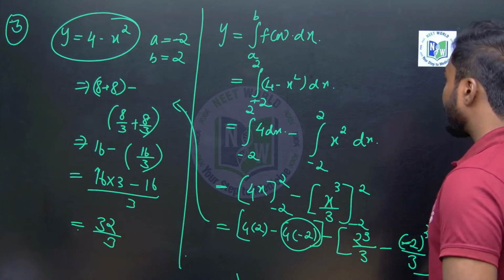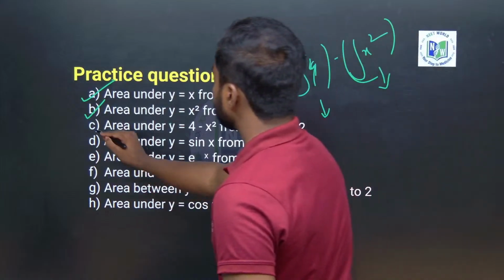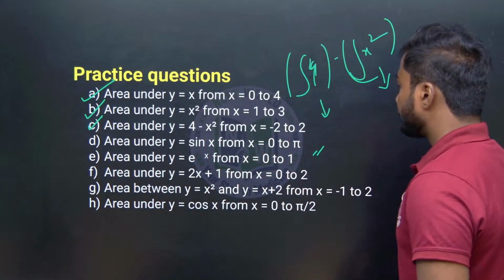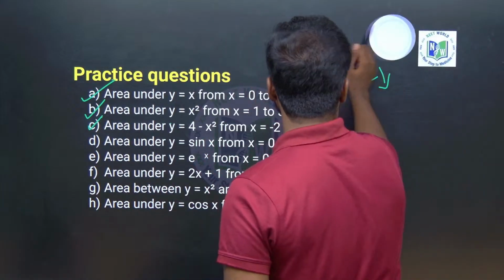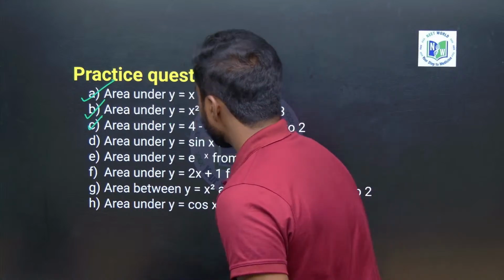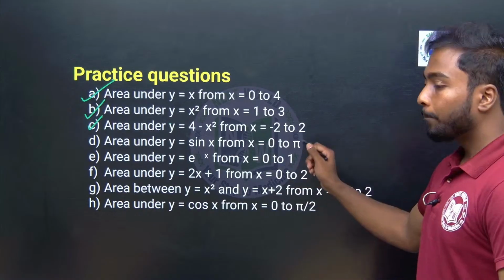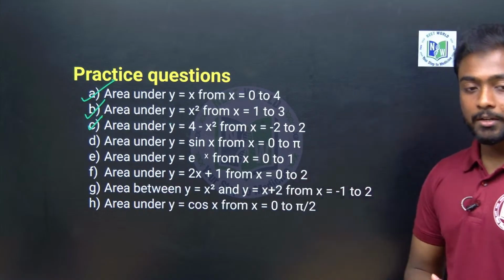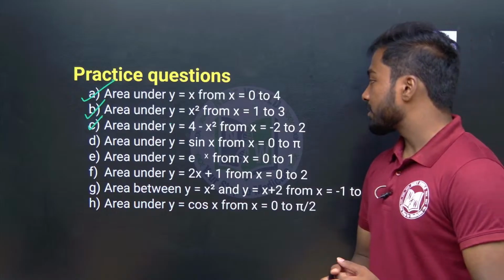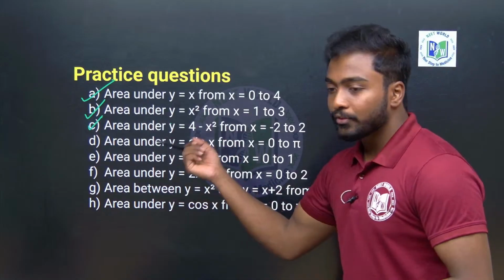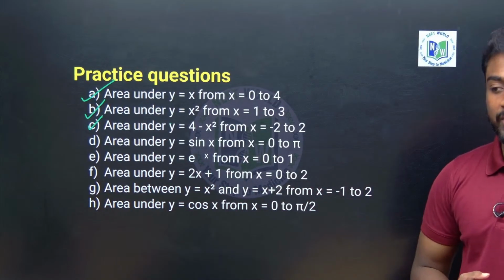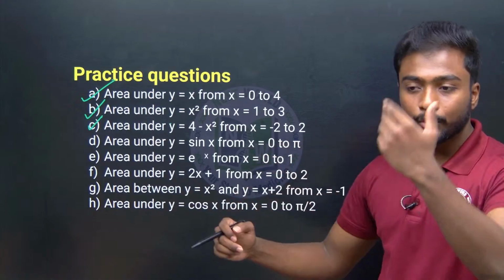Okay, we'll go for the next question. Fourth one. So area under y is equal to sin x from 0 to pi. This is the question. I'll give a minute to solve the question now. So we know that the integration of sin x is minus cos x. So apply the limit from 0 to pi.